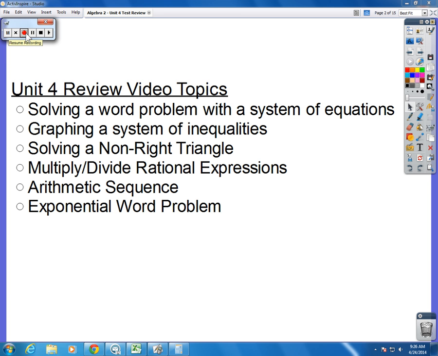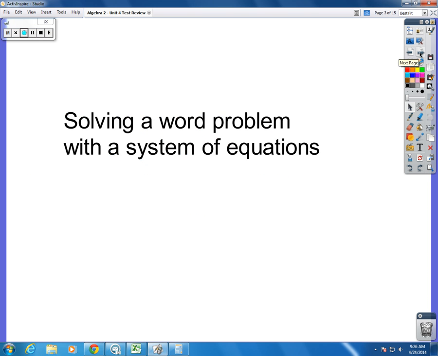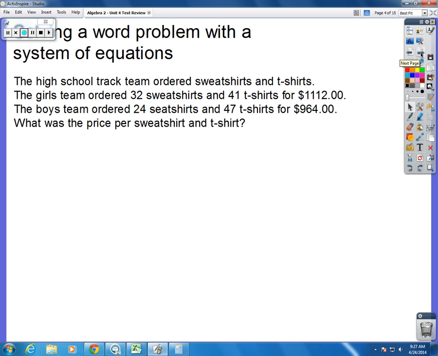And we'll begin here with the first problem, which is to solve a system of equations from a word problem. And that word problem looks like this. The high school track team ordered sweatshirts and t-shirts. The girls team ordered 32 sweatshirts and 41 t-shirts for $1,112. The boys team ordered 24 sweatshirts and 47 t-shirts for $964. Find the price per sweatshirt and t-shirt.